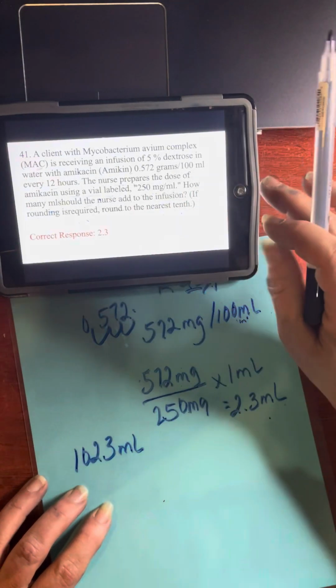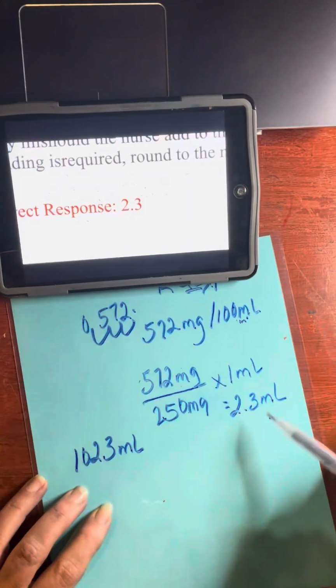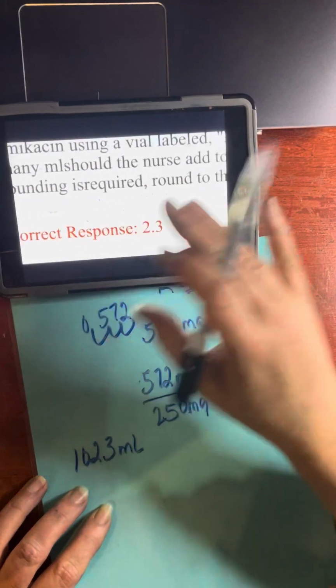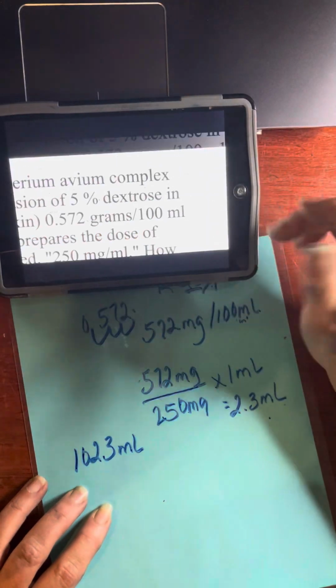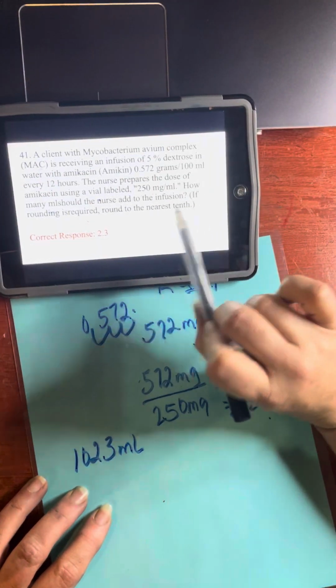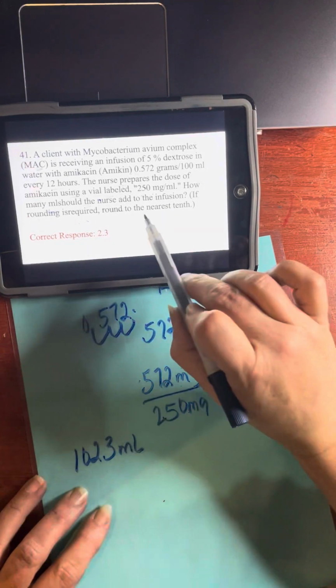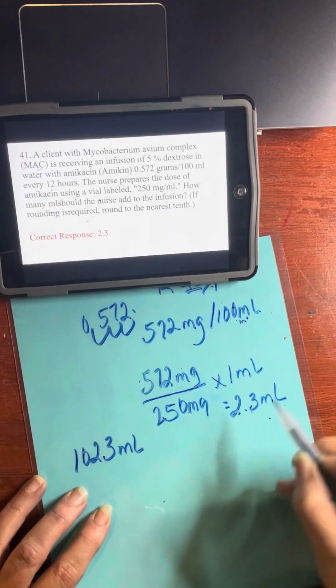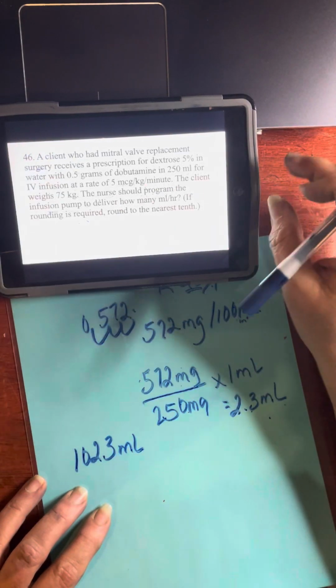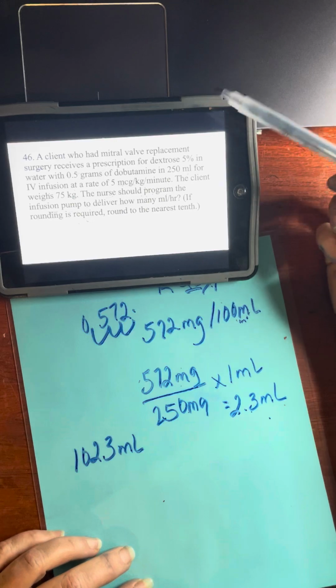But is that all he wanted? Oh, look, that's all they wanted. 2.3 milliliters. Because the question we were answering was, how many milliliters should she add to the infusion? 2.3. Okay.